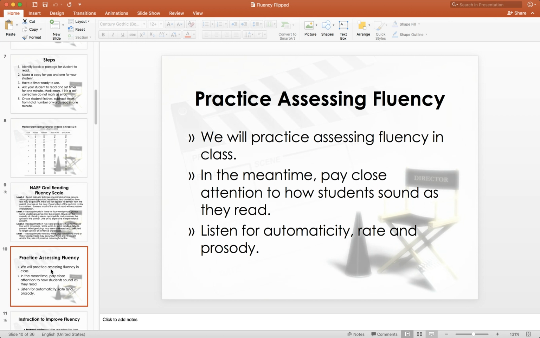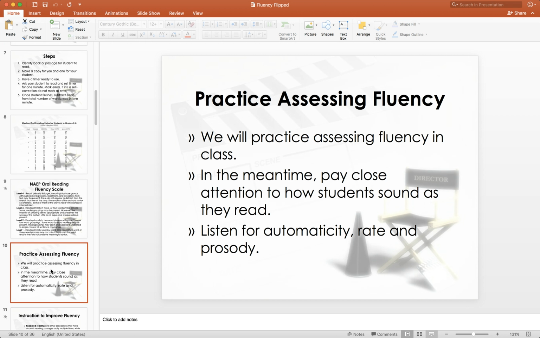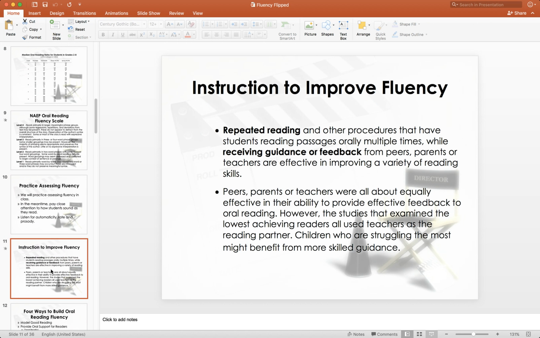In the meantime, as you're doing running records, as you're listening to children read, pay really close attention to how they read, how it sounds, and listen for the automaticity, listen to their rate, and pay very close attention to their prosody.